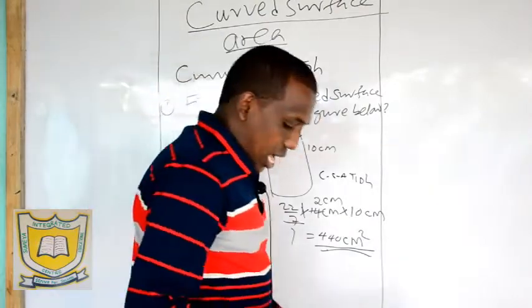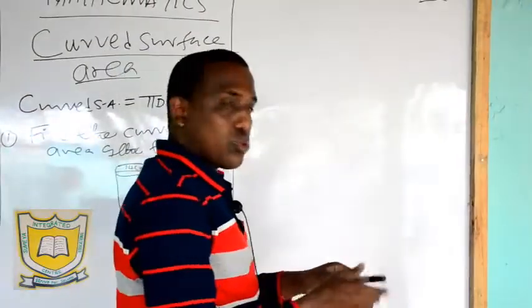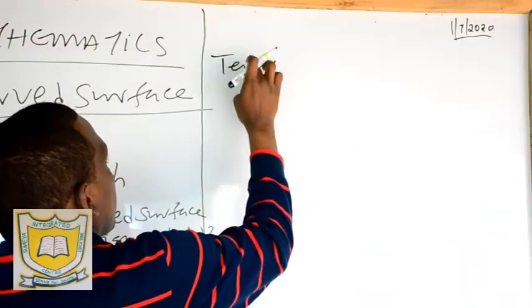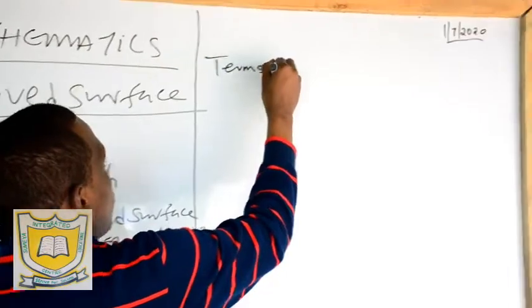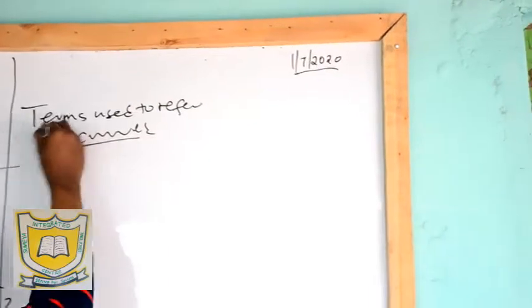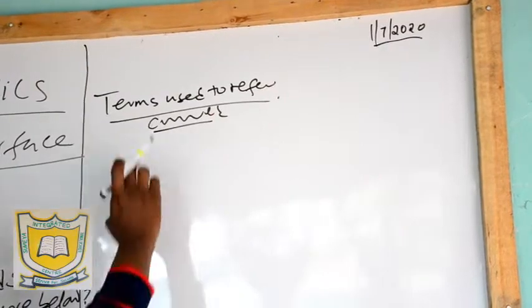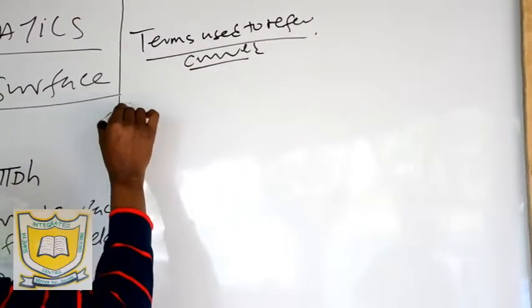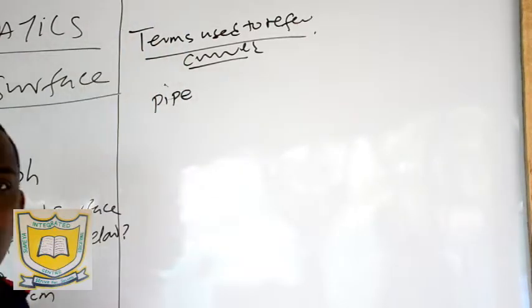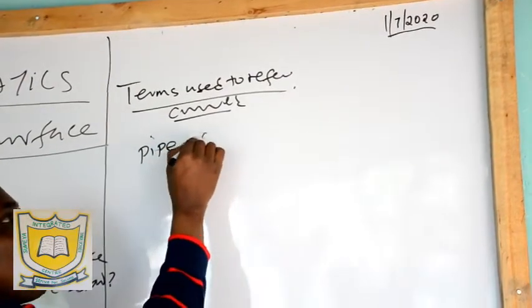Whenever they ask for the curved surface area, there are some terms or words the examiners use to confuse the learners. So these are the terms used in an exam to refer to curved surface area. When you hear these terms, it means you find the curved surface area of the figure. Whenever they say pipe, surface area of a pipe, this is curved surface area.